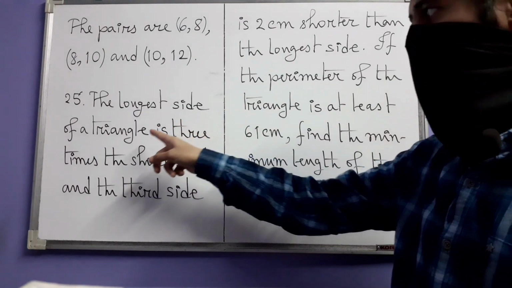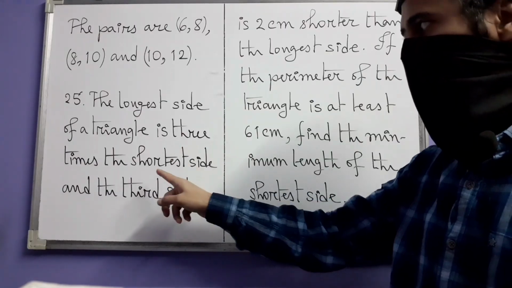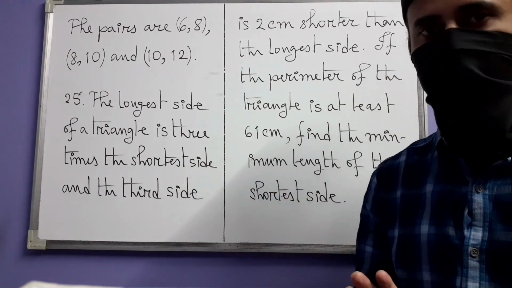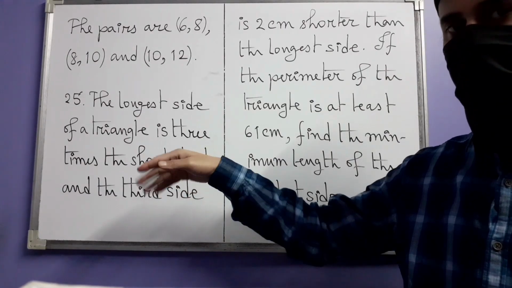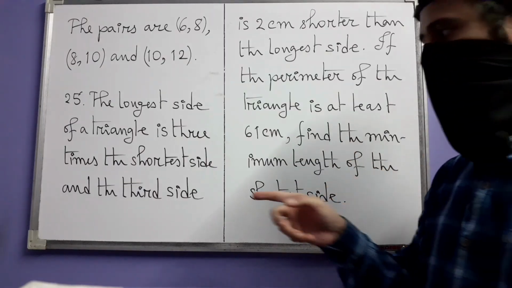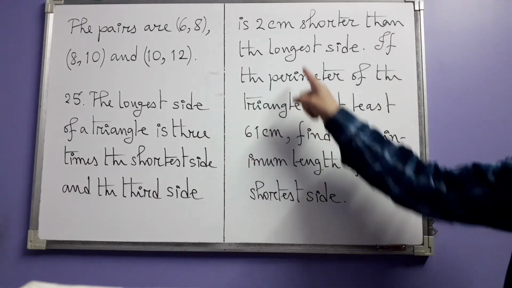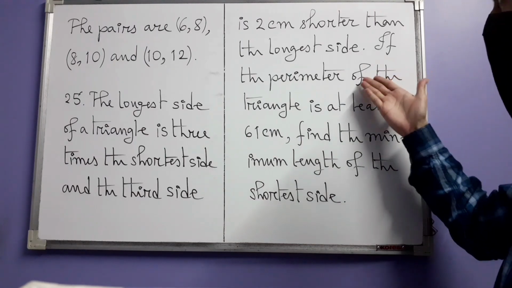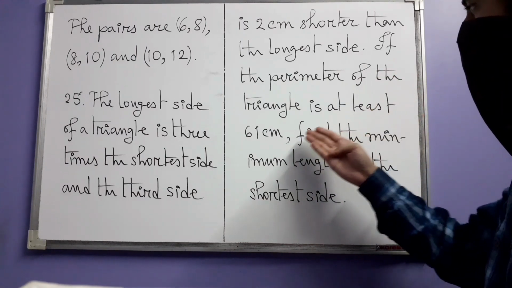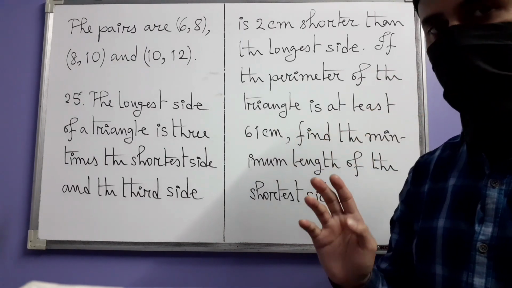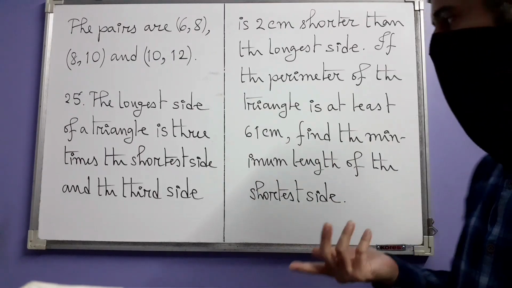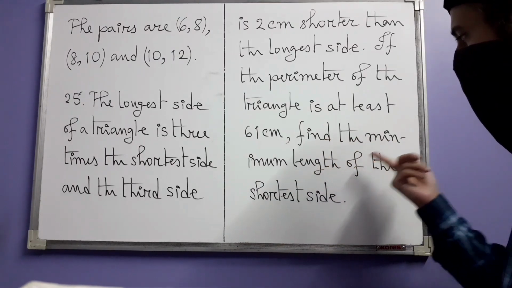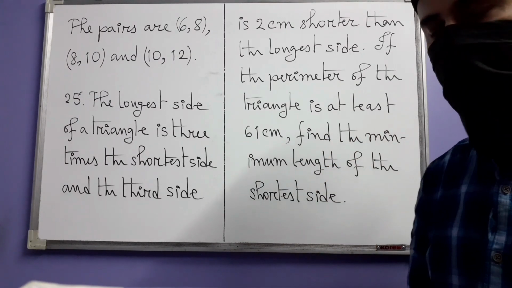Number 25. The longest side of a triangle is 3 times the shortest side, and the third side, other than these two, is 2 centimeters shorter than the longest side. If the perimeter of the triangle is at least 61 centimeter, perimeter is the sum of the three side lengths, then find the minimum length of the shortest side.